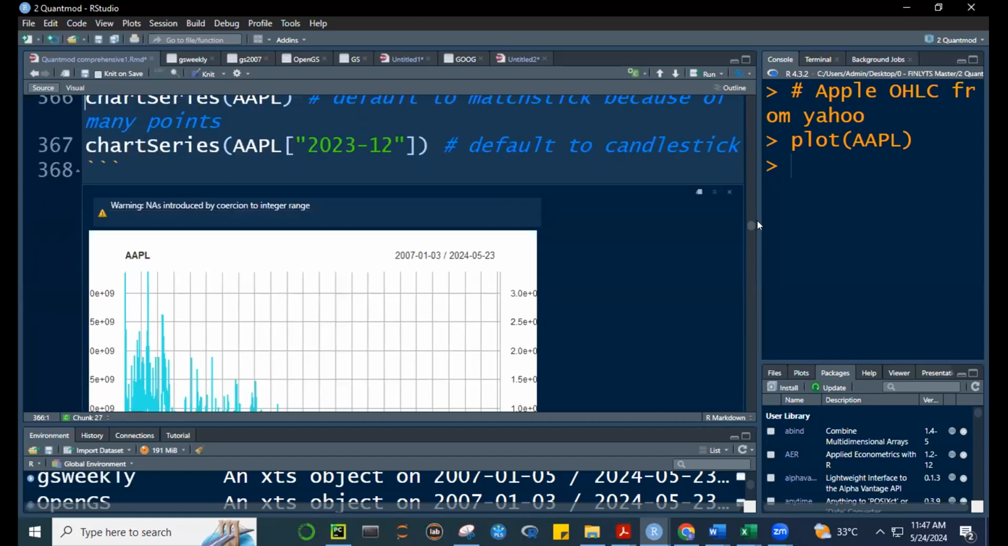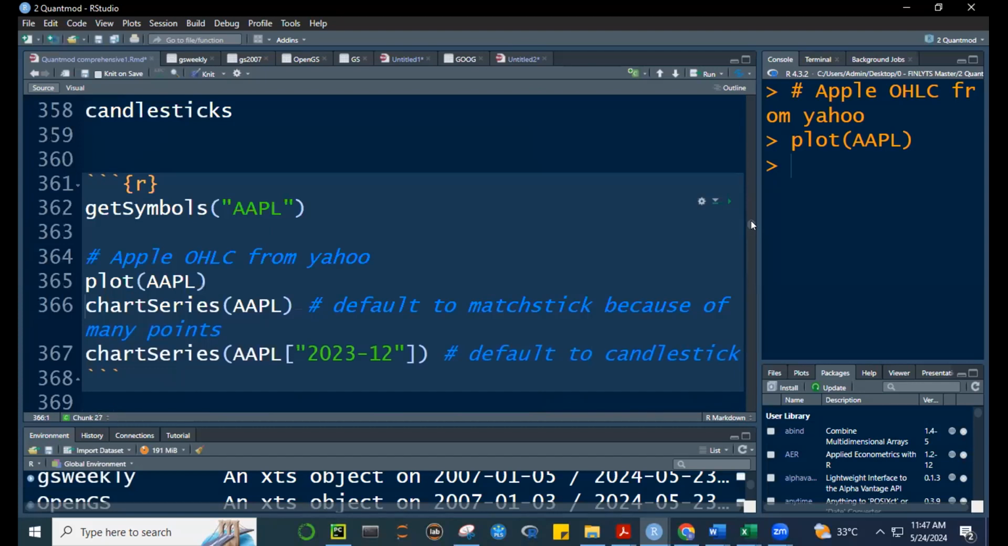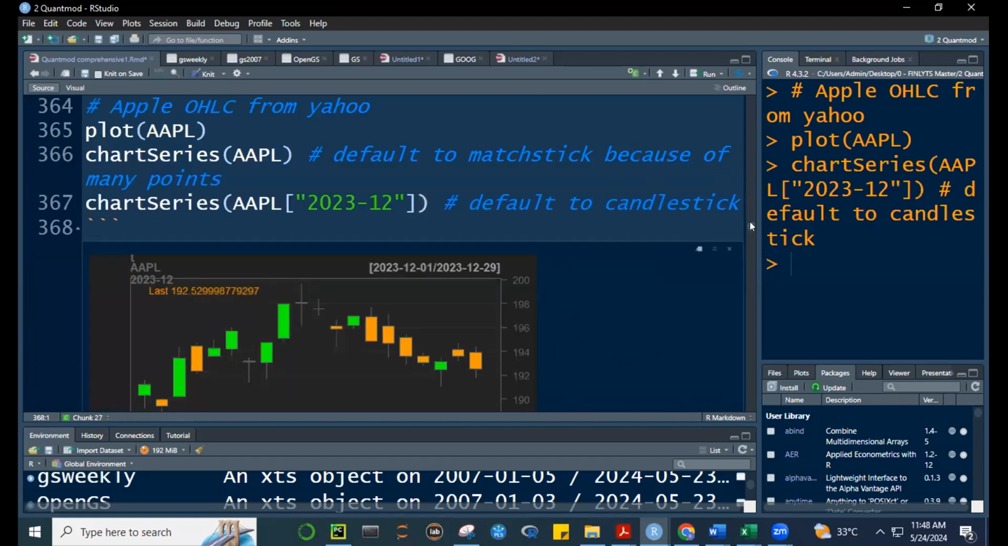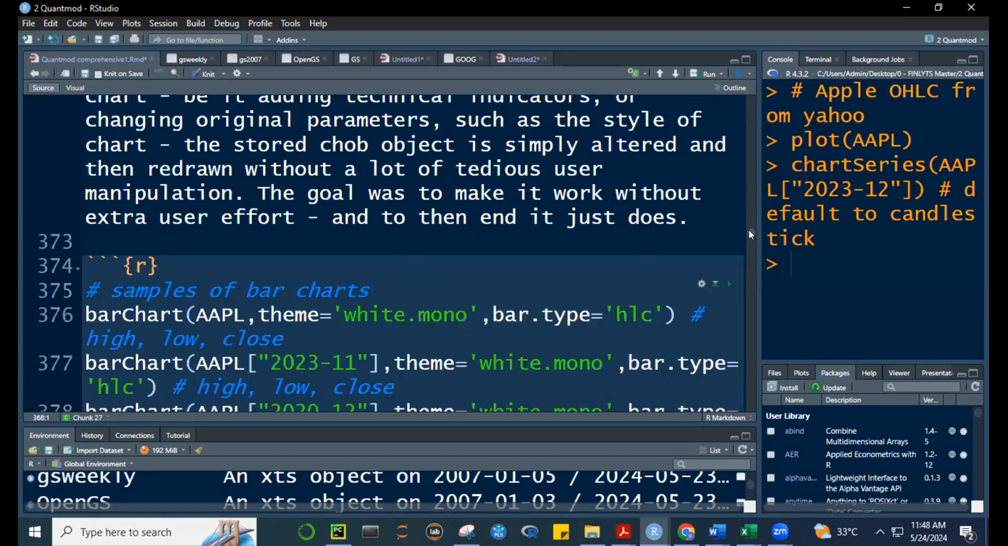Instead of manually plotting that, we can make use of the chartSeries function of Quantmod. And you can subset directly. For example, chartSeries Apple, December of 2023, we get this. And the default is candlestick. That's the default for chartSeries. But you can also define the chart type.